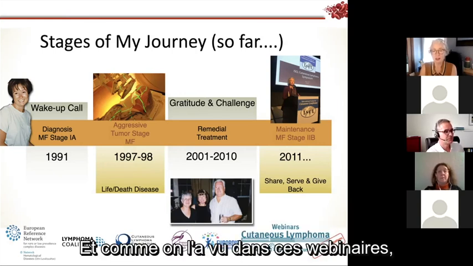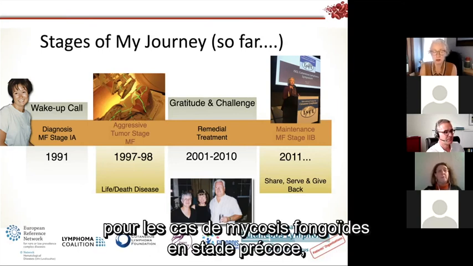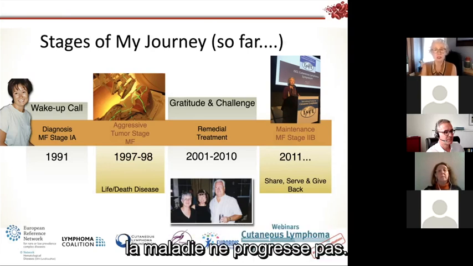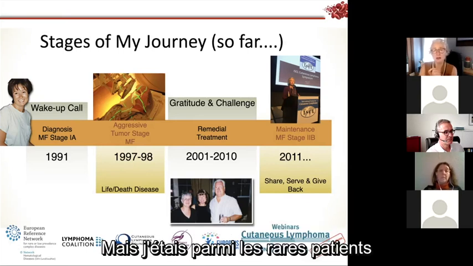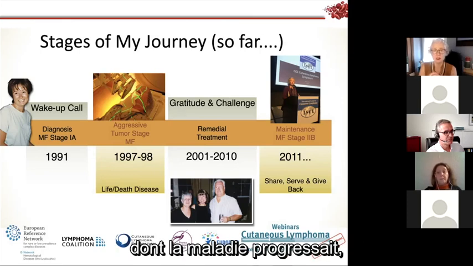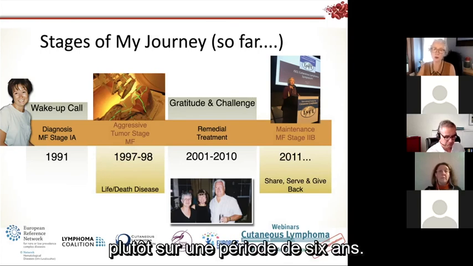And as I think we've learned along the way in these webinars, generally speaking, most individuals with early stage mycosis fungoides, their disease does not progress. It's a chronic disease that is managed over the course of time. But I was in that very small window of patients and individuals whose disease did progress. Although it wasn't an immediate thing, it progressed over about a 6-year window.